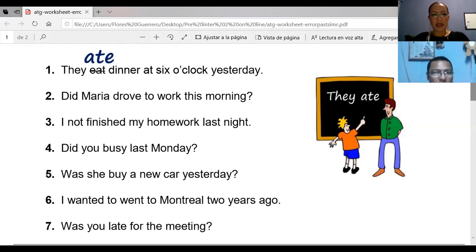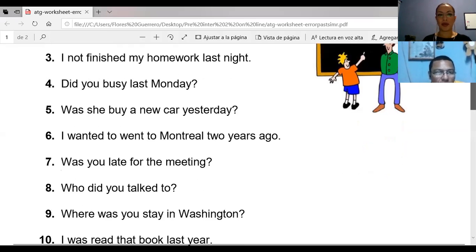What do you think is the mistake in number two? It says, did Maria drove to work this morning? Did Maria drive to work this morning? Because we are using the auxiliary did, so we don't change the verb. Very good, Renee. That's number two. What about number three?